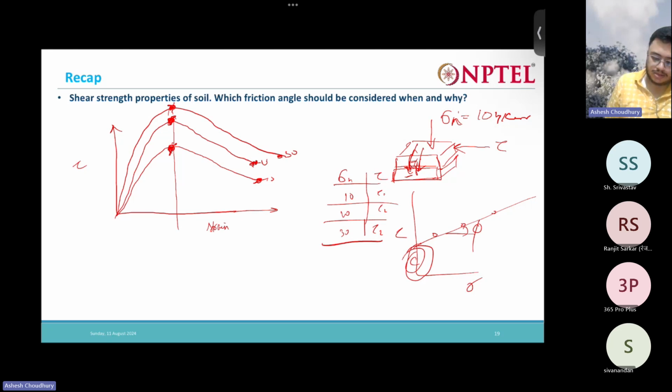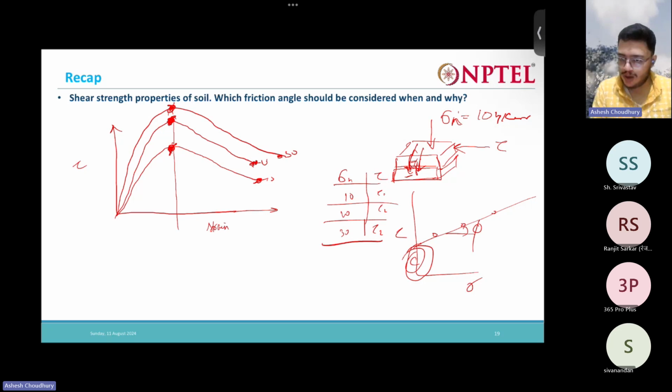Okay, so understood. Now tell me again, what did you understand? When do we use the peak friction angle? In what cases do you use the peak friction angle?